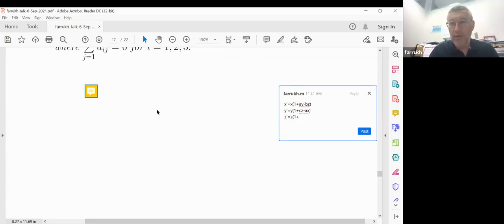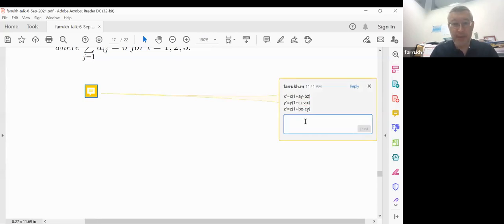1 plus bx minus cy. Okay, let us consider this very simple 3-dimensional Volterra operator. Of course, here a, b, c are numbers from -1 to 1. Why am I telling you to use this? Because if these numbers a, b, c have the same sign, meaning signum of a equals signum of b equals signum of c, you will see later why I am telling you this.